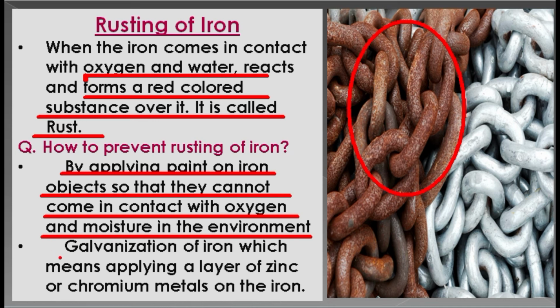The second one is galvanization. Students, galvanization is a process in which a layer of zinc or chromium is coated over iron in order to prevent it from rusting. And students, that's how by adopting these two methods we can prevent iron from getting rusted.